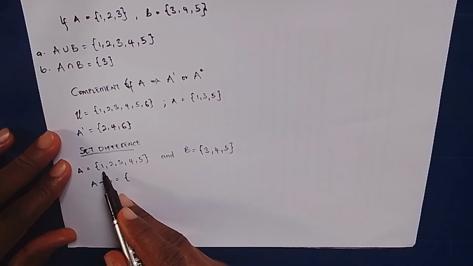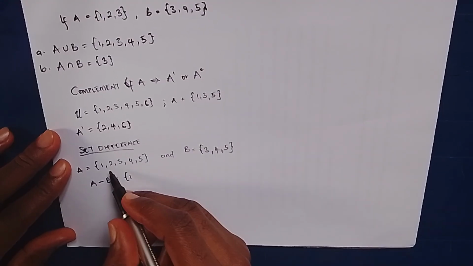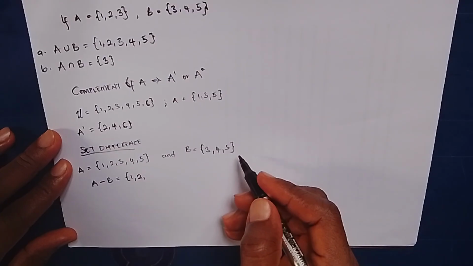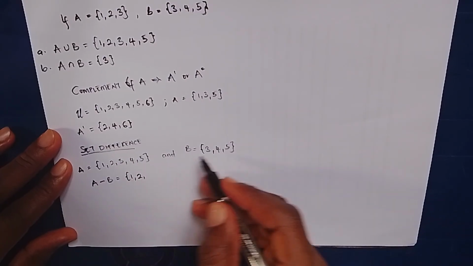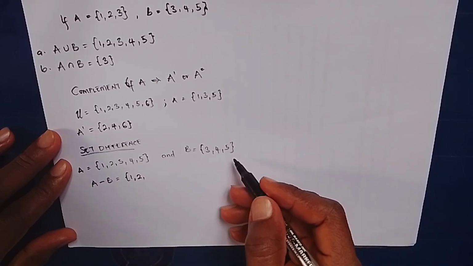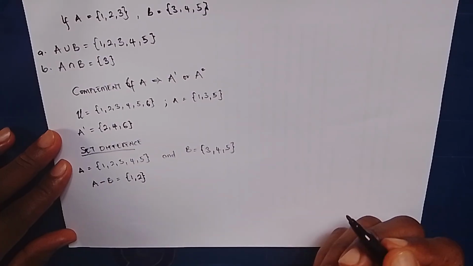So we have 1 in A, we don't have 1 in B, so 1 makes it. We have 2 in A, we don't have 2 in B, so 2 makes it. We have 3 in A and we have 3 in B, so 3 doesn't make it. We have 4 in A and we have 4 in B, so 4 doesn't make it. We have 5 in A and we have 5 in B, so 5 doesn't make it. So the difference between A and B is the set 1, 2.